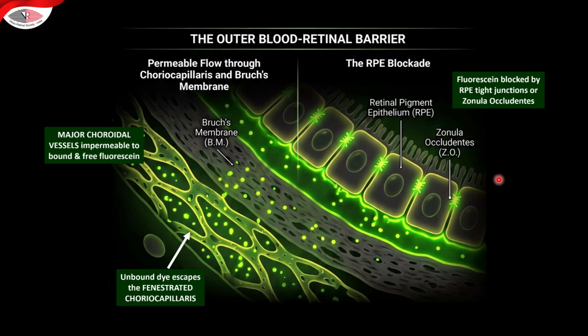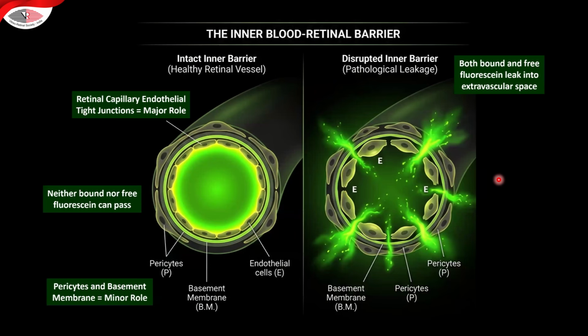The permeable flow through the choriocapillaries and Bruch's membrane is there, which is how the fluorescein enters this plane. Major choroidal vessels are impermeable to the bound or free fluorescein, while the unbound dye escapes the fenestrated choriocapillaries. And that's how we see the fluorescence in this plane. The RPE blockade, which is basically made of the retinal pigment epithelium or the zona occludens, blocks any kind of leakage happening through that, unless there's a pathology which opens them up.